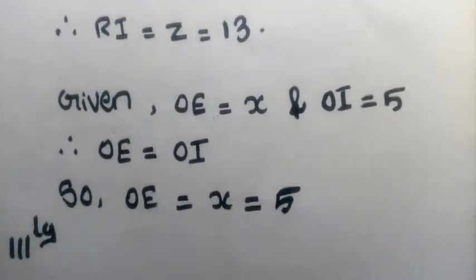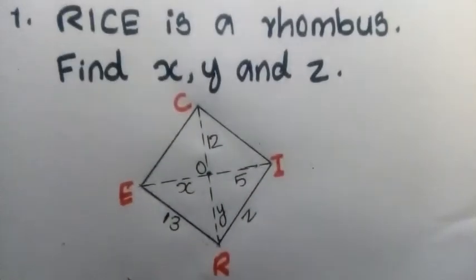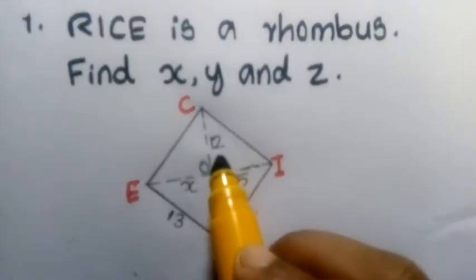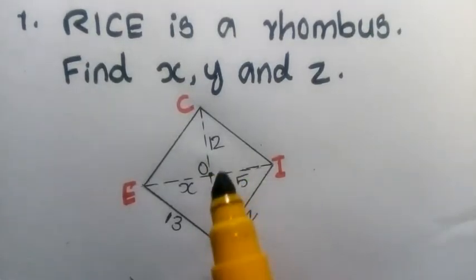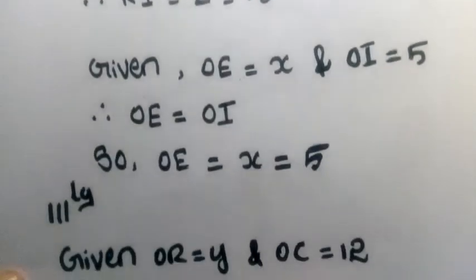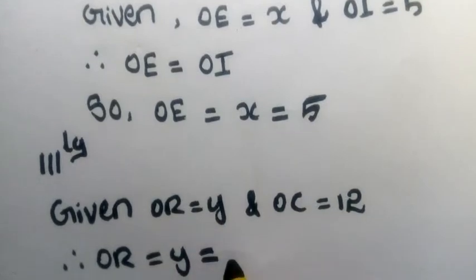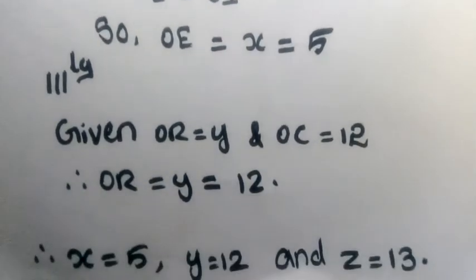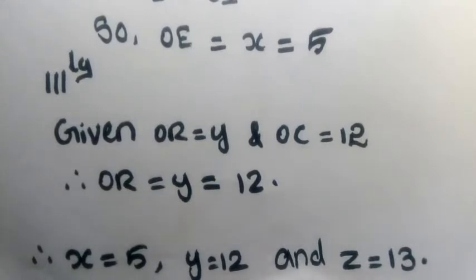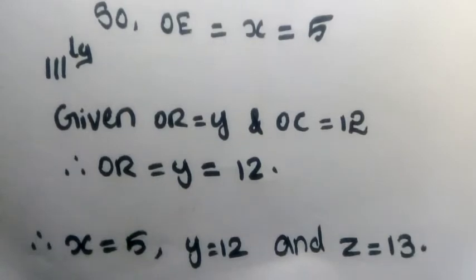Similarly, given OC is equal to 12 and OR is equal to y. So by the property OC is equal to OR. So OR also is equal to 12. Therefore OR is equal to y is equal to 12. Therefore x equal to 5, y equal to 12 and z equal to 13.